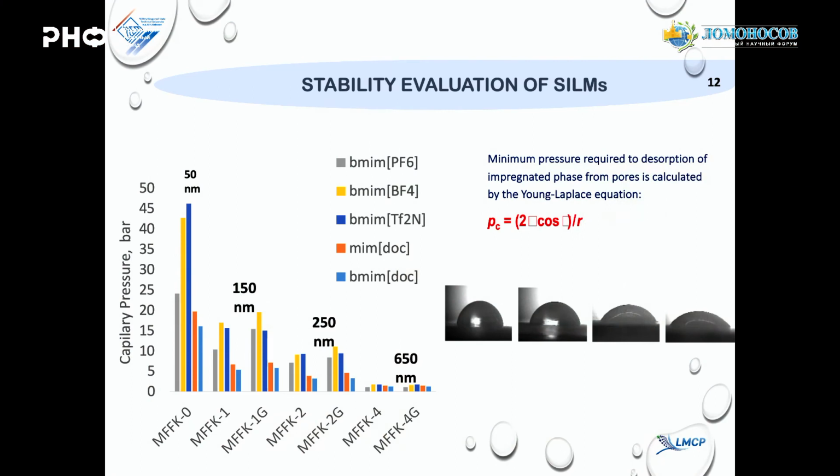And this brings us a lot of information about the free surface energy of the polymeric materials, which you can see from the table here. Then we easily calculate, from this quite simple experiment for contact angle measurement, and using the Laplace equation, the capillary pressure. That means the pressure at which all the ionic liquid can leak out from the membrane. That means the stability of the membrane.